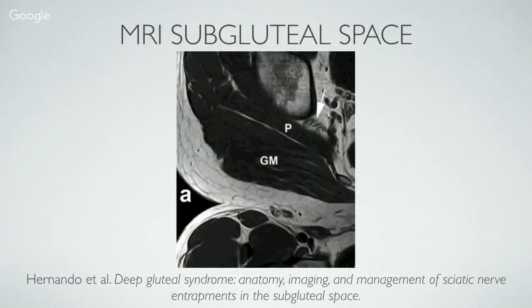I want to go over some MRI images of the subgluteal space. This is an axial slice. GM is the gluteus maximus, and this is the piriformis here at the P. We're looking at the level of the piriformis. The sciatic nerve you can see with this white arrow. Forget that I can't point with the arrow here. This is the sciatic nerve right here.